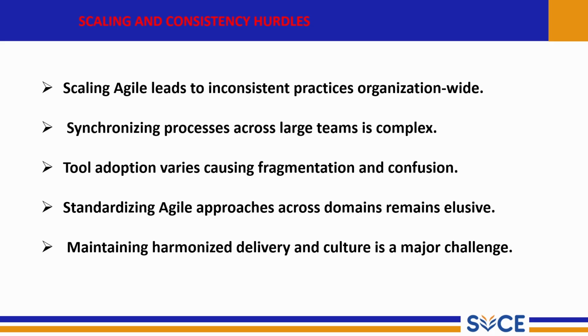Scaling leads to inconsistent practices organization-wide. Different teams apply agile differently. Synchronizing processes across large teams is complex. Coordination at scale is difficult. Tool adoption varies, causing fragmentation and confusion. Different tools fragment workflows, so standardizing agile approaches across domains remains elusive.